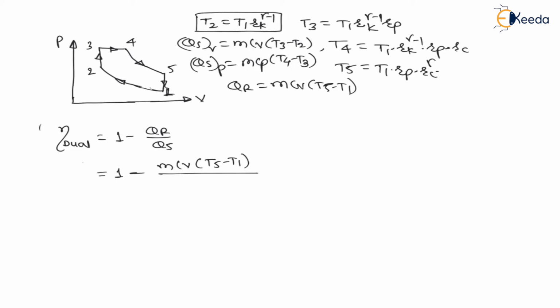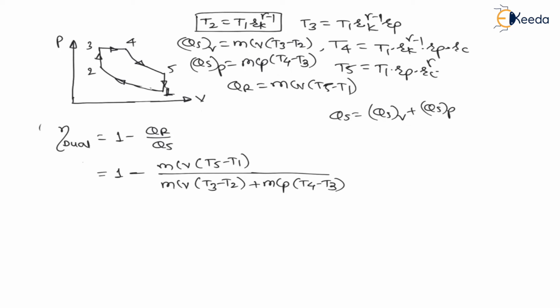Now, my dear students, here heat is supplied in two processes, that is, heat supply at constant volume as well as heat supply at constant pressure. Therefore, total heat supply is equal to heat supply at constant volume plus heat supply at constant pressure. So here the heat supply is m Cv (T3 minus T2), which is heat supply at constant volume, plus m Cp (T4 minus T3), which is heat supply at constant pressure.